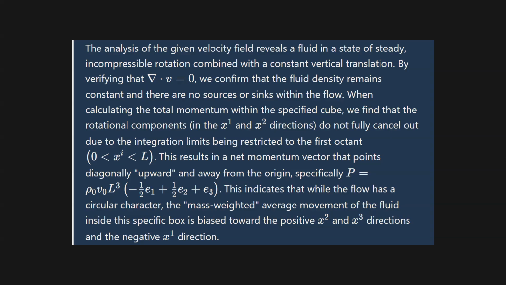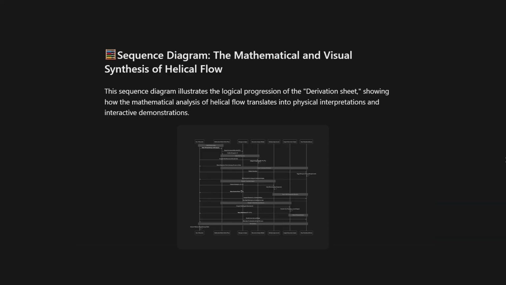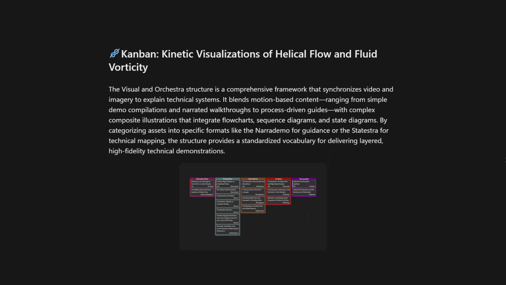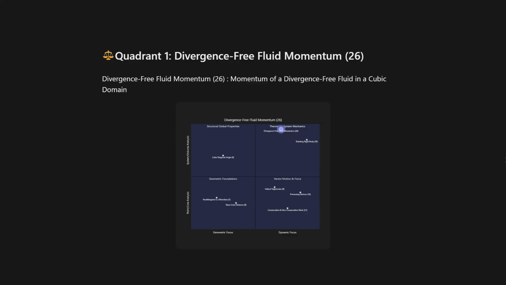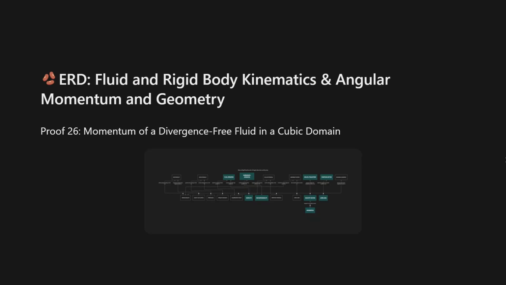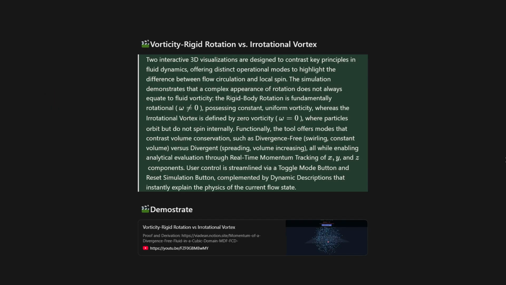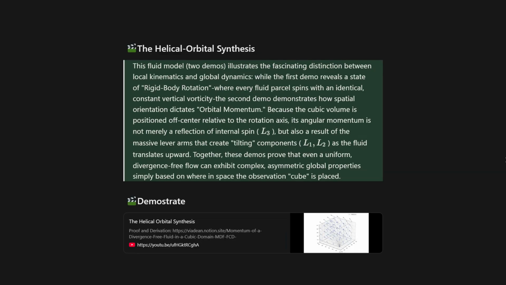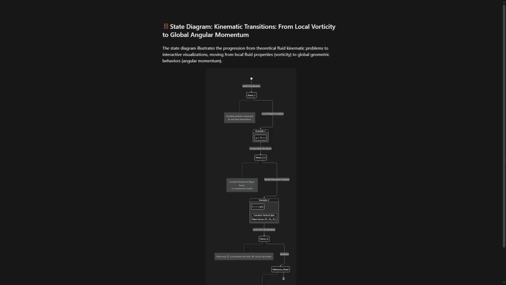Bridging the gap with lever arms. The research uses the concept of orbital momentum to explain this bias. Because the fluid mass is a certain distance away from the central axis, that distance acts as a lever arm. As the fluid moves upward, this offset creates a distinct tilt in the total rotational energy. This bridge explains how the microscopic spin of individual fluid particles synthesizes into the macroscopic, asymmetrical movement of the entire body of fluid.